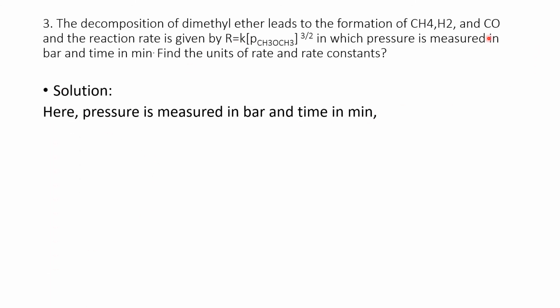Here the pressure is measured in bar and the time in minutes. They mentioned clearly that pressure is in bar and time in minutes, so our unit should be in that only. What is the unit of the rate now? Bar divided by minute. Pressure will be in bar. Always the rate is written as the reactant divided by time. So here the pressure will be the reactant. Only in the gaseous form they are giving pressure. So bar divided by minutes, otherwise we can write bar minute inverse.